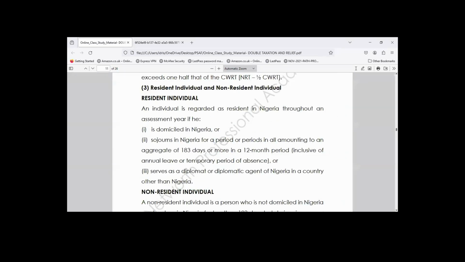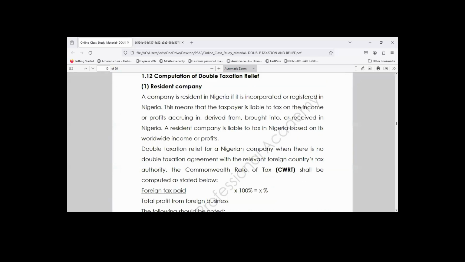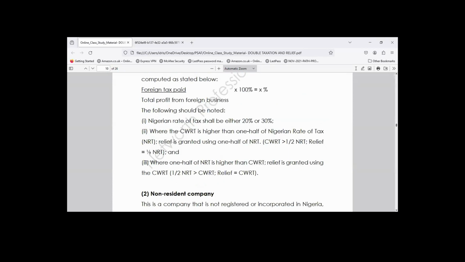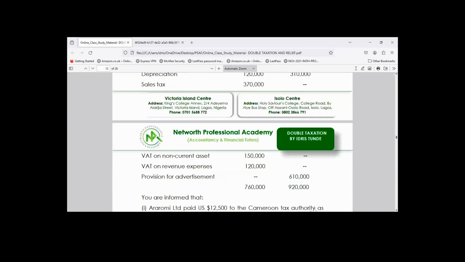Let's go back. For a Nigeria company, we said when there is no double taxation agreement, we assume that there is no double taxation agreement between Nigeria and Ghana. We need to compute Commonwealth rates. How do we compute Commonwealth rates? Foreign tax paid over total profit from foreign business. We now compare the Commonwealth rate with half of the Nigeria tax rate. So go back to this question now.